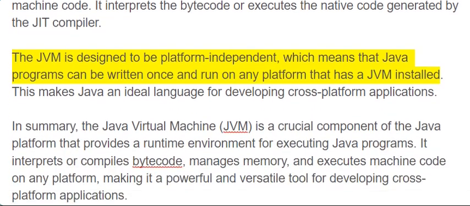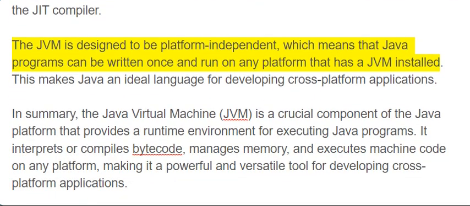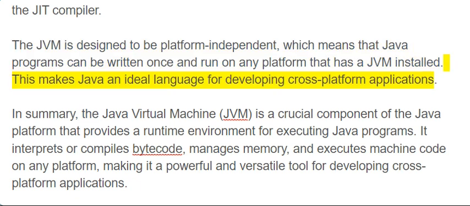The JVM is designed to be platform independent, which means that Java programs can be written once and run on any platform that has a JVM installed. This makes Java an ideal language for developing cross-platform applications.